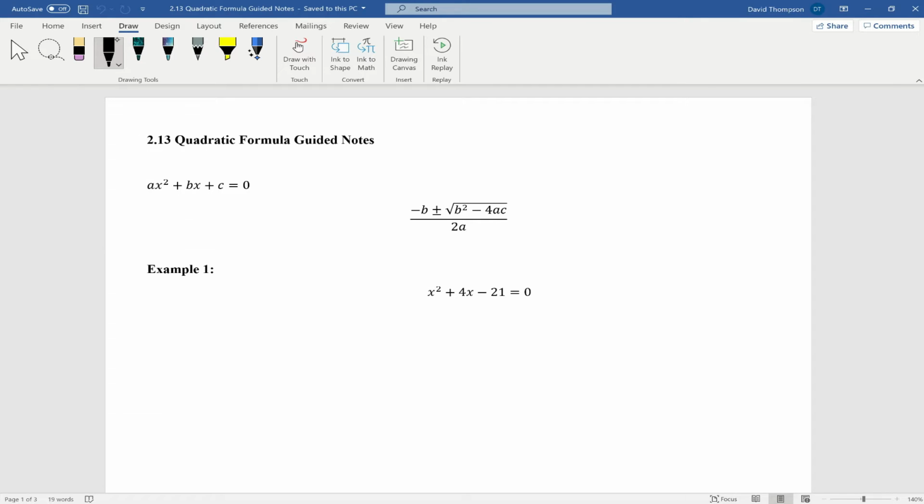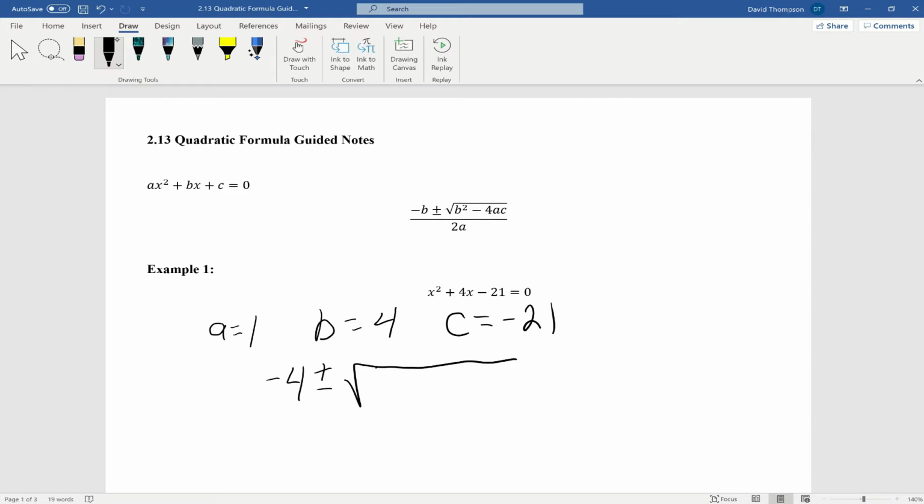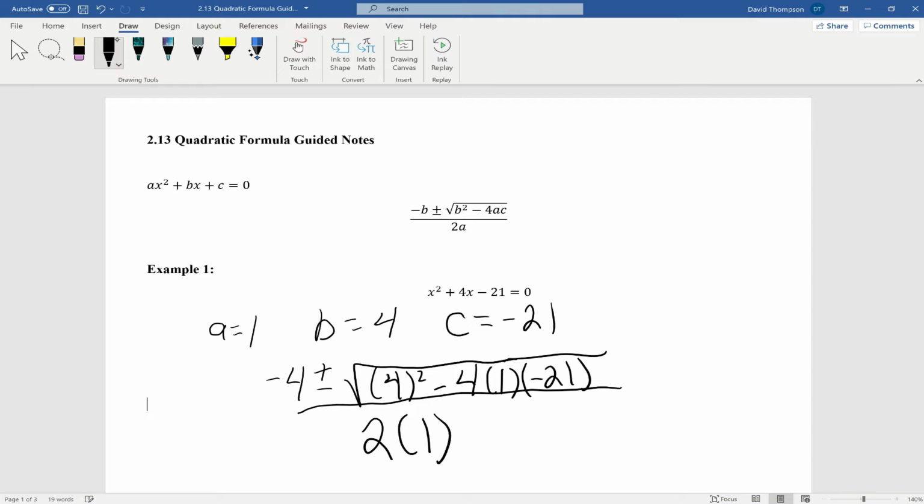First we need to identify our a. Our a is going to be 1. Our b is going to be 4. And our c is just going to be negative 21. Plug it into the quadratic formula. So we'll have negative 4 plus or minus the square root of 4 squared minus 4 times 1 times negative 21, all over 2 times 1.